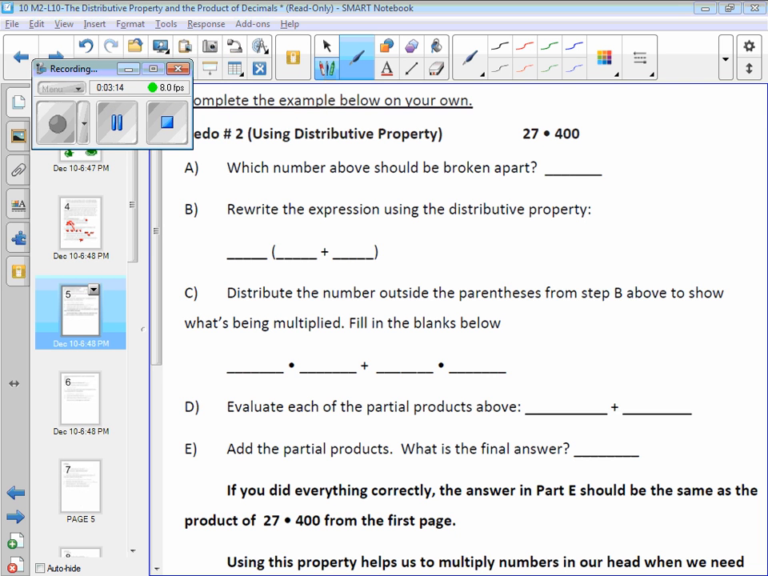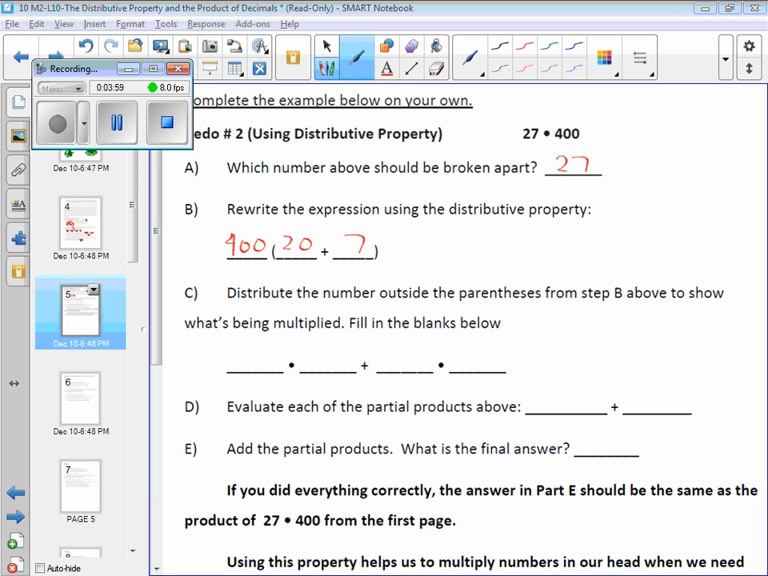Now, I want you to raise your hand. Which number gets broken up? Raise your hand now. Alexa. 27, the number that does not end in 0. What number gets transferred outside the parentheses? Raise your hand now, please. That's what gets broken up. What goes outside the parentheses? Correct. So now I got to break up 27. How would you break it up using the strategies I told you? 20 plus 7.